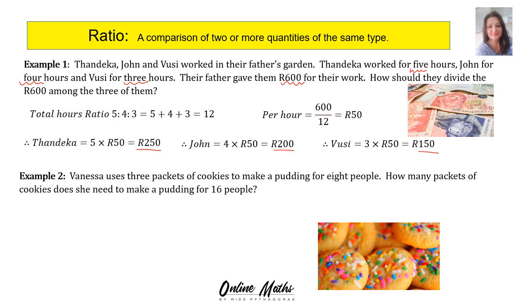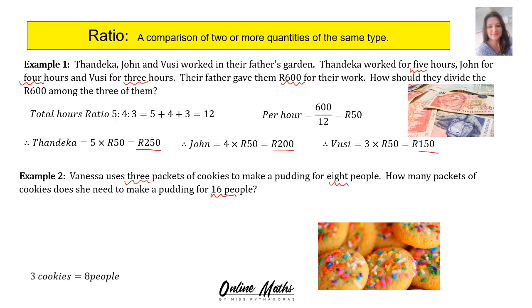Example 2. Vanessa uses 3 packets of cookies to make a pudding for 8 people. How many packets of cookies does she need to make a pudding for 16 people? Again, let's underline the important information. So there's 3 packets of cookies to make a pudding for 8 people. How many packets of cookies does she need to make a pudding for 16 people?